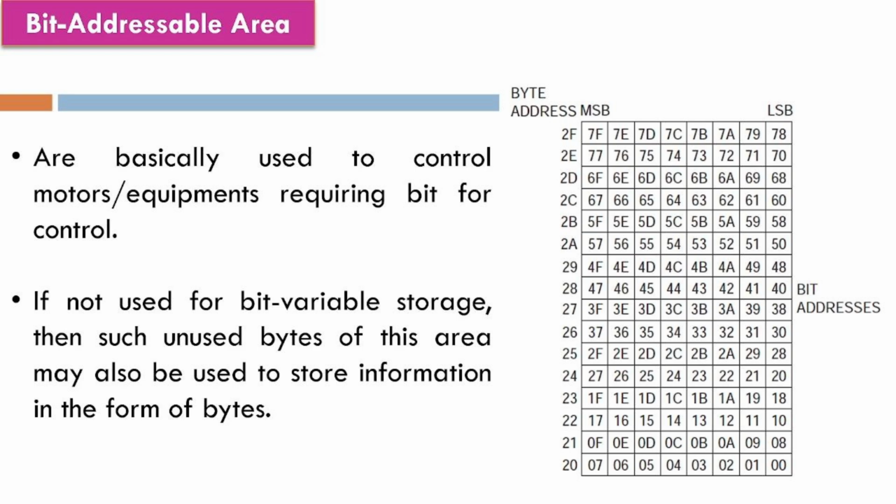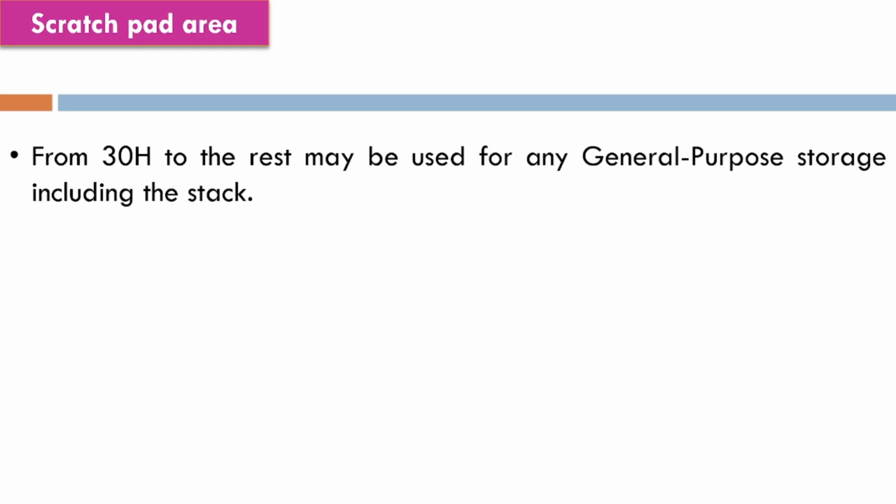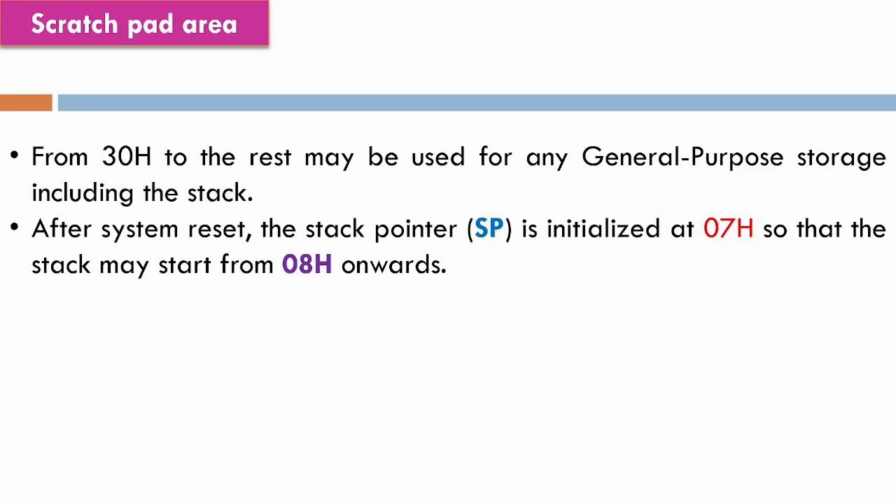If you don't need to use it for bit variable storage, any unused bytes in this area may also be used to store standard byte-sized information. The final segment is the scratchpad area. Everything from address 30H to the rest of the memory may be used for any general-purpose storage, and this includes the system stack. It's important to note that after a system reset, the stack pointer, SP, is initialized at 07H, which means the stack itself starts from 08H onwards.